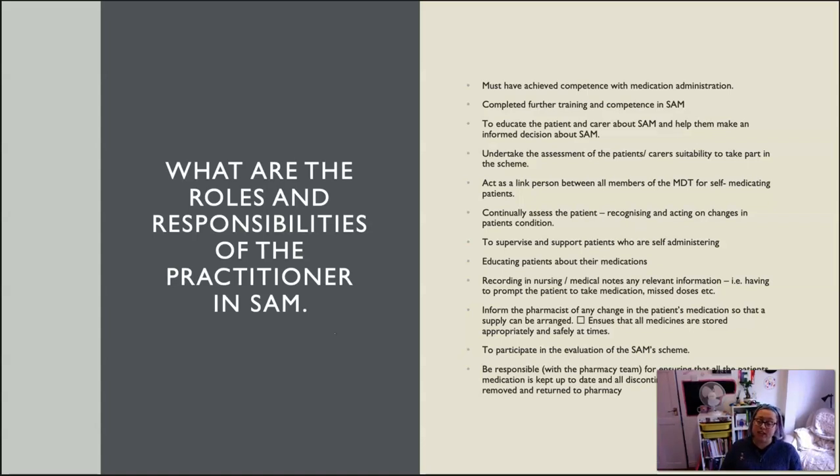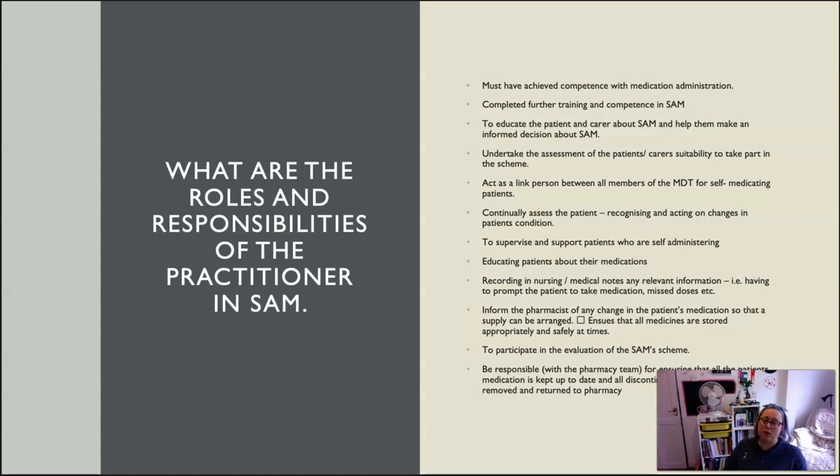If documentation needs to be done, that any recording in nursing notes or medical notes is completed, for example prompting the patient to take the medication if they've missed any doses. And if there are any changes, that the pharmacists are aware so that changes to supply can be arranged, and that any medications are being stored appropriately and safely. There might be an evaluation scheme or some auditing that needs to be done, so again, you might be helping support the patient through that or completing it.